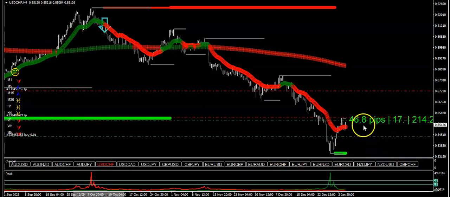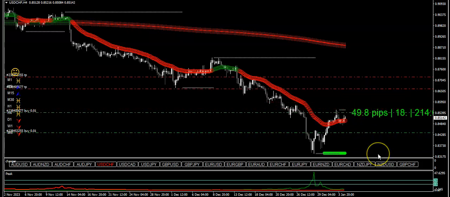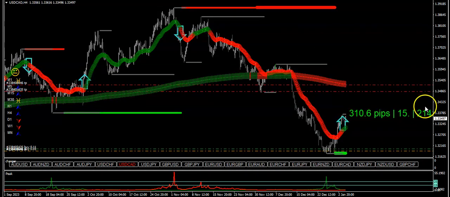USD CHF, as you can see, we are 46 pips. We got 2 positions on this. The first one in profit, the second one still not in profit. As you can see, look, boom, and we're just gonna take this back up to here and ride that bad boy. So that one's winning, and this is that 310 one.